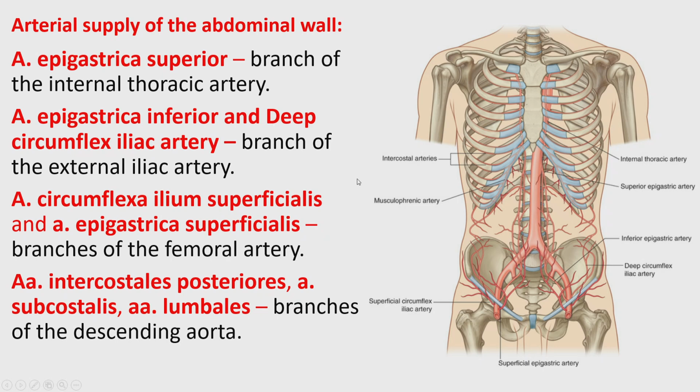Then there is the inferior epigastric, which anastomoses with the superior and is a branch of the external iliac, together with the deep circumflex iliac artery. So they supply the area around the iliac crest, deep, from the external iliac. Then you have the superficial ones. You see the difference between them. You have to dissect it here.